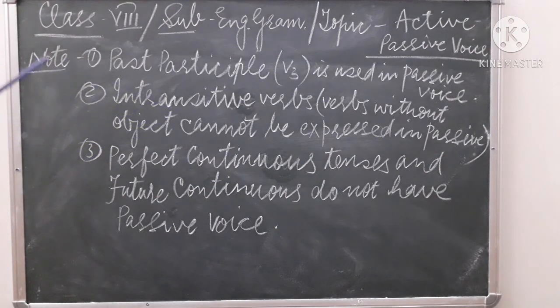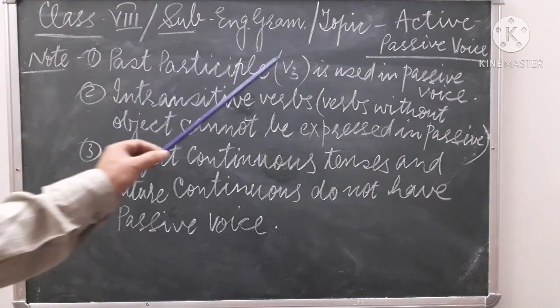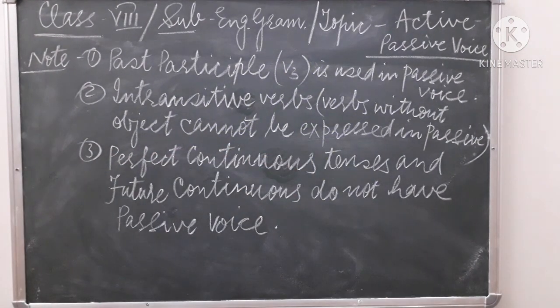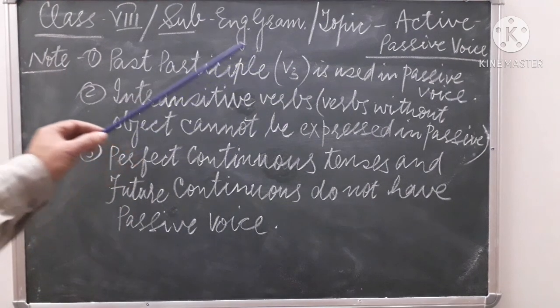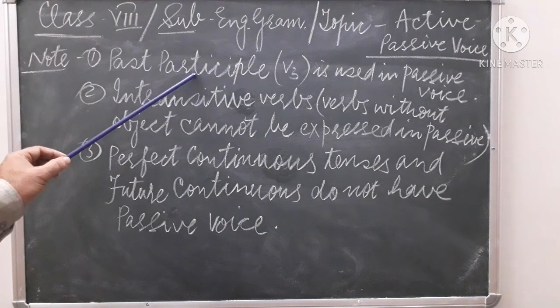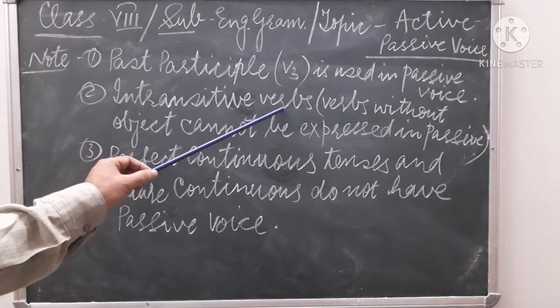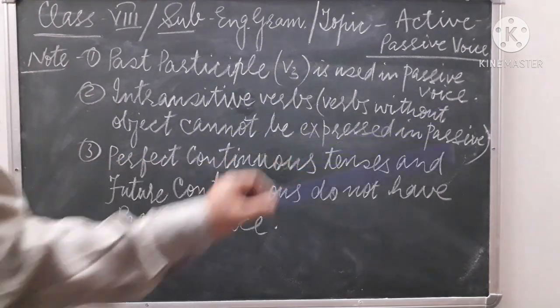My dear children, here is a very important thing to remember, please all of you take care. Number one, the past participle or third form of the verb is always used in passive voice. Whenever we use passive construction, then we always use the past participle of the verb, or we can say the third form of the verb. Point number two, intransitive verbs cannot be expressed in passive.